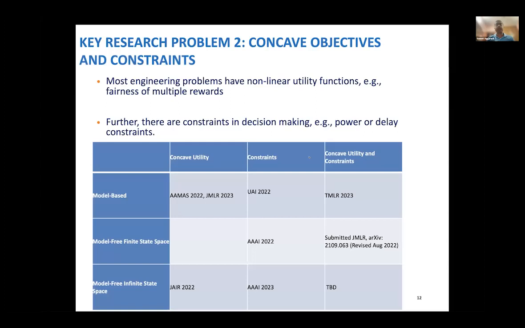The other type of problem that I briefly mentioned before in the applications is that many of the engineering problems have nonlinear utilities, like fairness types of problems, and there are constraints in every decision making. So we have been working on combinations of nonlinear utilities and constraints, and the combination in both model-based and model-free setups.